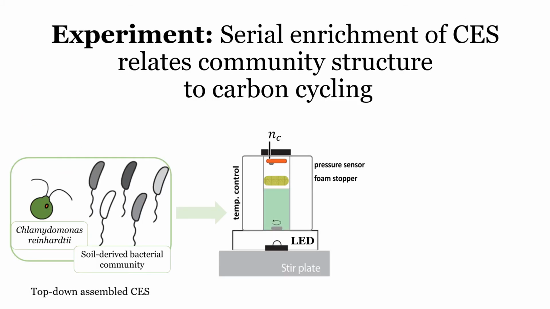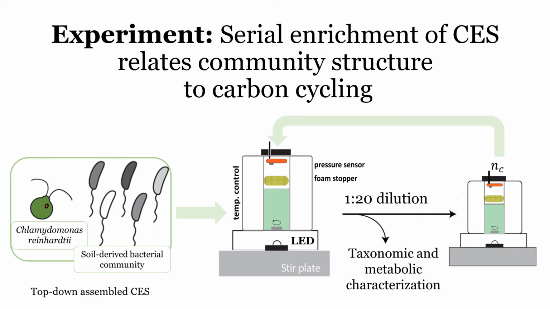We assembled our closed ecosystems using a top-down approach. We took soil samples and using drugs isolated a bacterial community of heterotrophs. Then we added a lab strain of a well-known model phototroph, Chlamydomonas reinhardtii. The communities were placed in the monitoring devices and we recorded the carbon cycling rates. After some time, we took a sample from each closed ecosystem, enriched it into fresh media and restarted the community, again allowing the community to stabilize and recording its carbon cycling rates. We repeated these steps 3 more times.